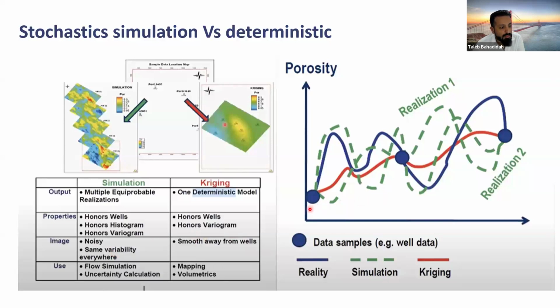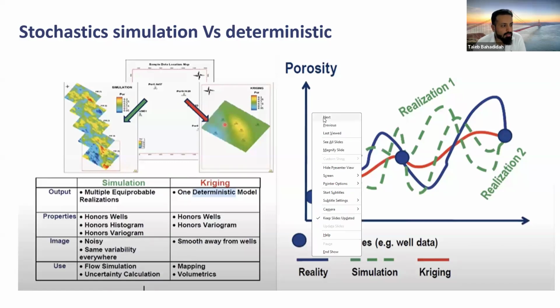You can look at this picture: the kriging, the red one, is very smooth, whereas the simulation, the dashed green one, is very noisy or busy, which is actually the reality, as the subsurface is very heterogeneous. So that's why simulation is, most of the time, preferred. Unless you have a huge number of data and you are very confident and sure about your analysis, then you may go for kriging. Also, simulation is used for flow simulation and for uncertainty calculation, whereas kriging, or the deterministic approach, is used mainly for mapping and volumetrics.